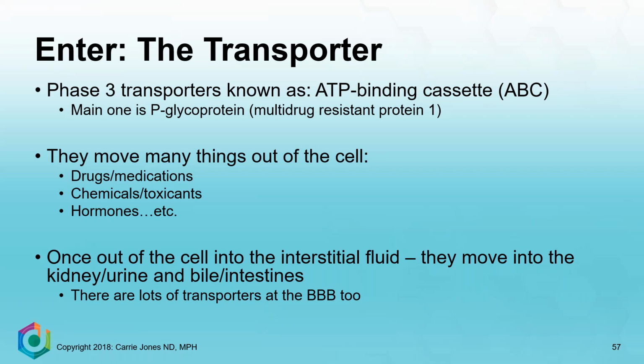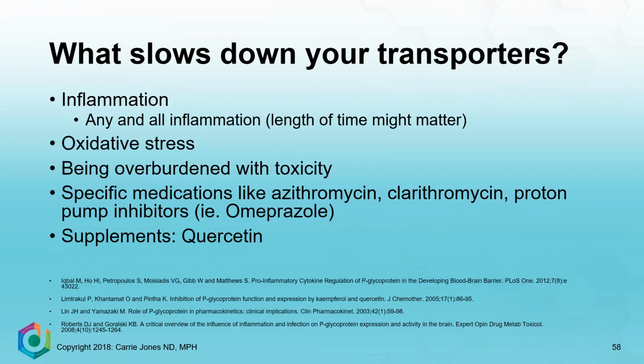And once they are out of the cell, they're in the interstitial fluid, and now they can be moved into your kidney and you can urinate it out, or into your bile and through your intestines, and you can have a bowel movement. And know that there are transporters at your blood-brain barrier too. So you have these transporters, of course, all over. I mean, their job is to get you from in the cell to out of the cell so your body can properly excrete them. So what slows down your transporters?